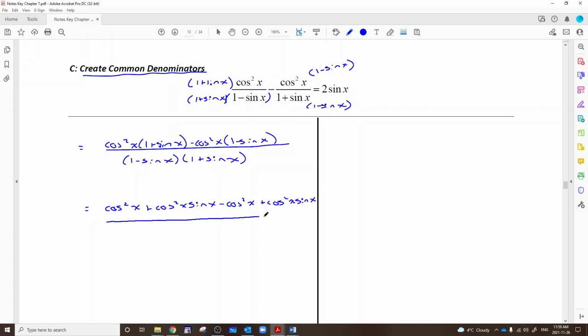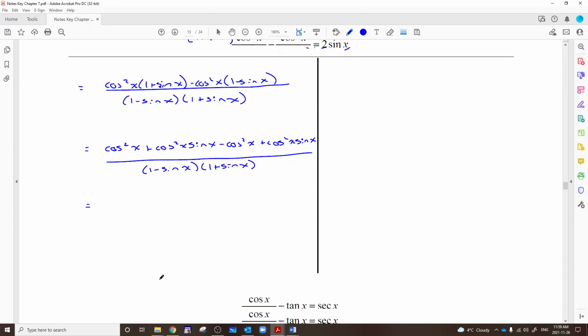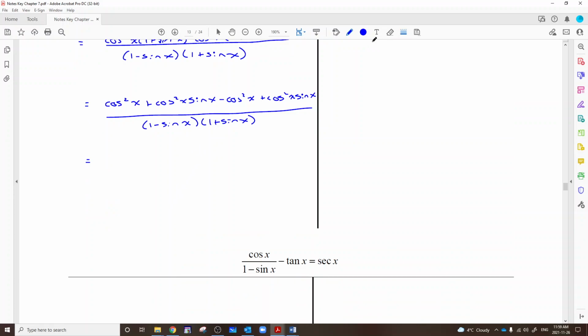Okay, all over. Now at this point, I'm not sure if I want to multiply through or not, so I'm going to leave it like this until I decide. So I'm going to leave it as 1 minus sine x times 1 plus sine x, but I might want to distribute it through. But let's look to see what happens with the numerator. In the numerator, I have a cos squared x minus a cos squared x, so that's gone. I have a cos squared x sine x plus another cos squared x sine x. So I'm going to write that as 2 cos squared x sine x.